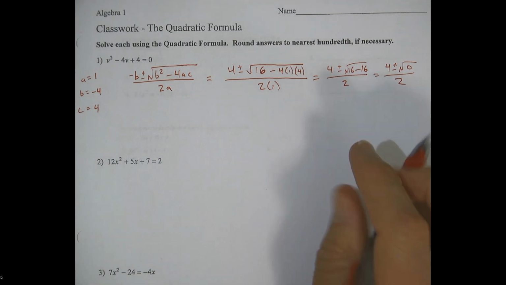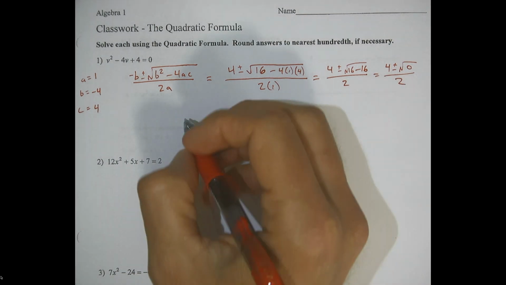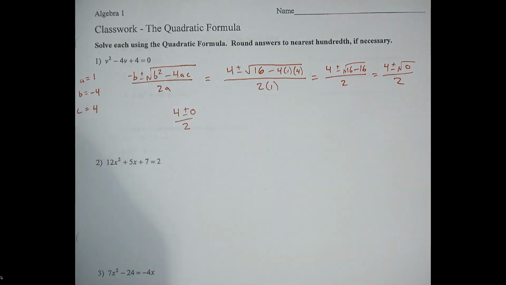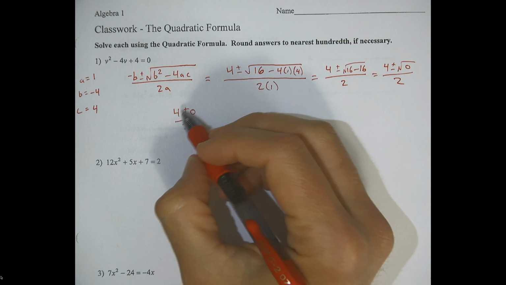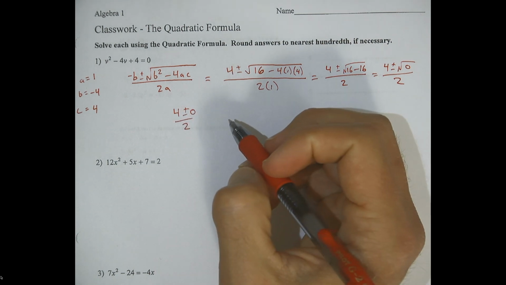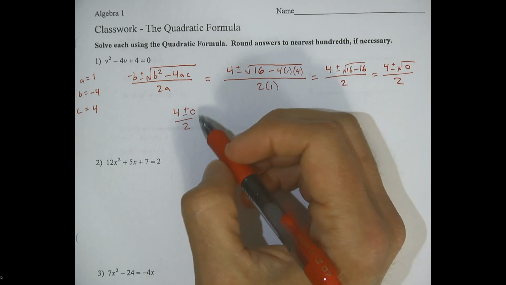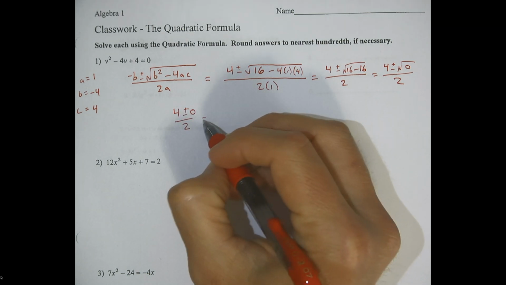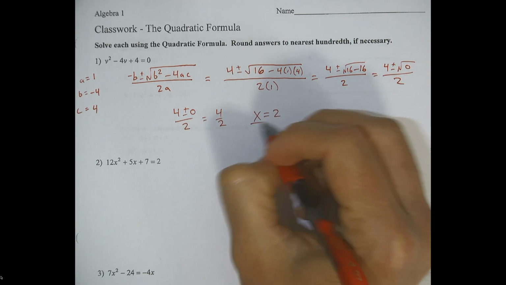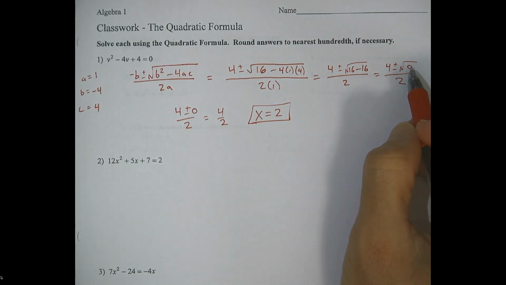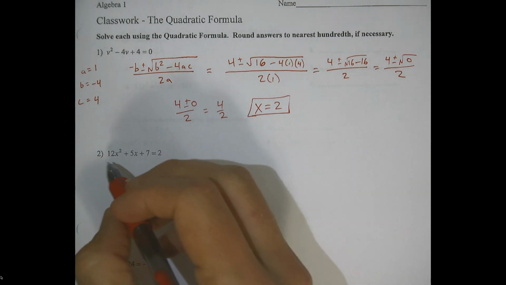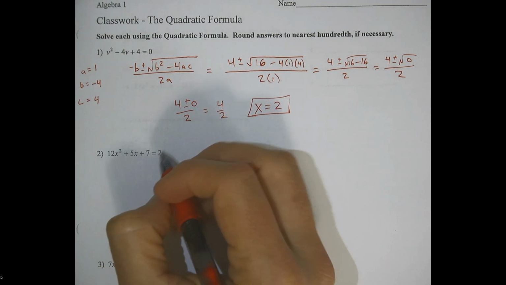Now technically you can split this up into separate ones once we get there. Square root of 0 is just 0, so it's 4 plus or minus 0 over 2. So technically, again, you could do 4 plus 0 over 2. You could do 4 minus 0 over 2. But adding 0, minusing 0 is going to give you the same thing. Either way, you're going to end up with 4 over 2 with one answer of 2. So when you see the discriminant is 0, you know it's just one possible answer, and that answer in this case is 2.